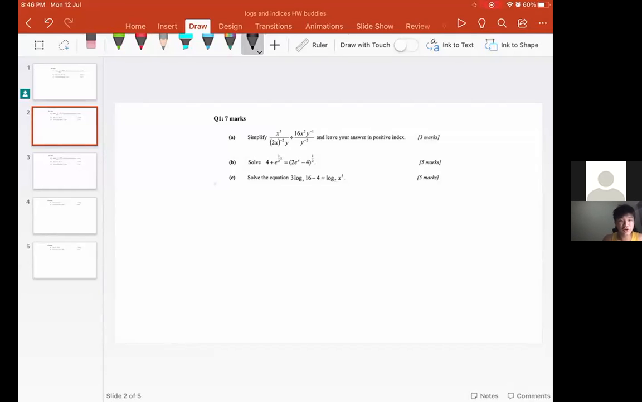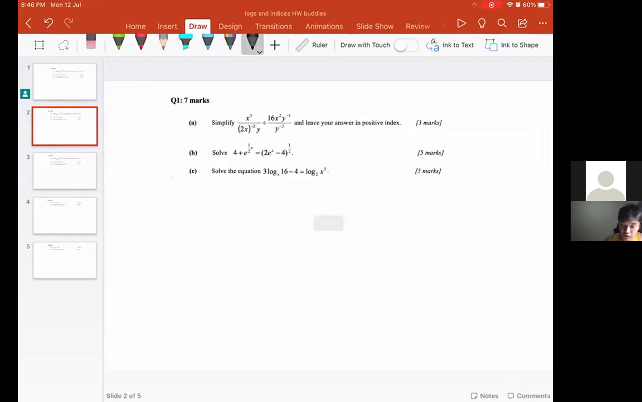All right, so I'll be going through question 1B, 1C, question 3A, and 3B of the logs and indices worksheet. I'll try to provide a short and simple explanation of each question as we go. So let's look at question 1B first.